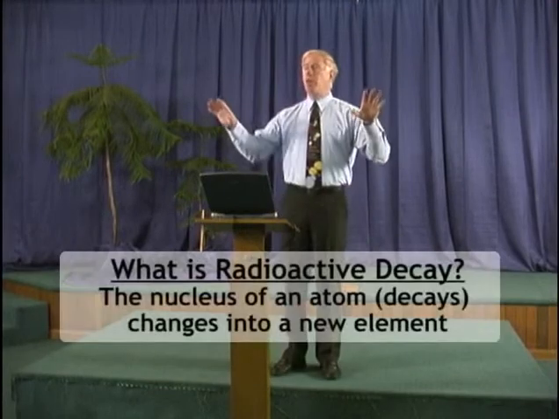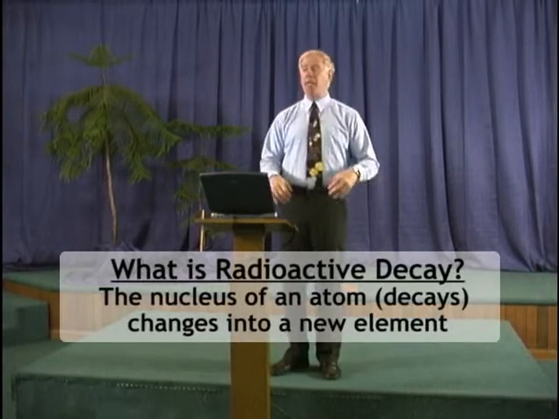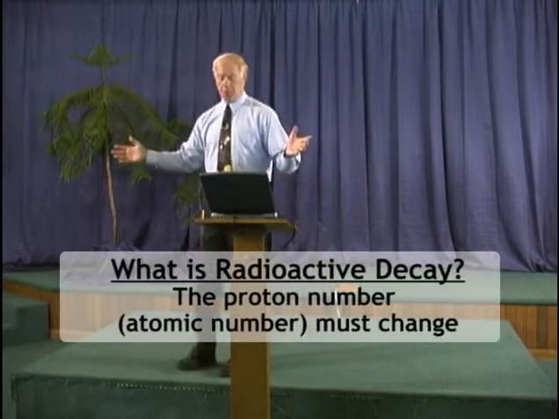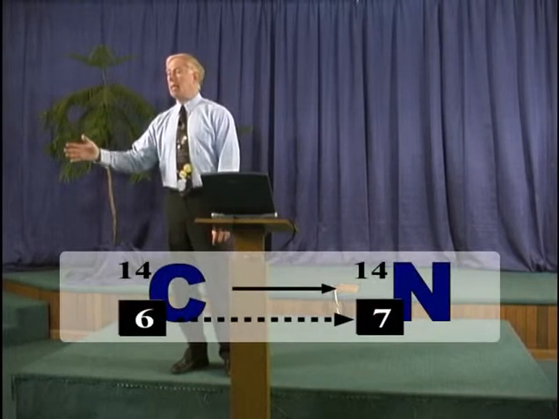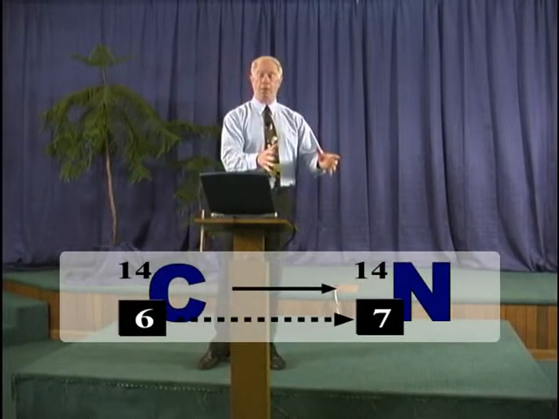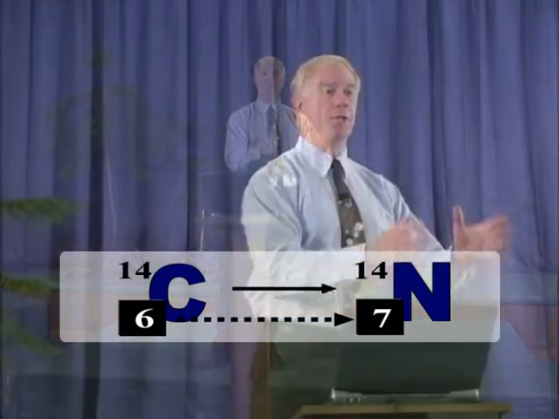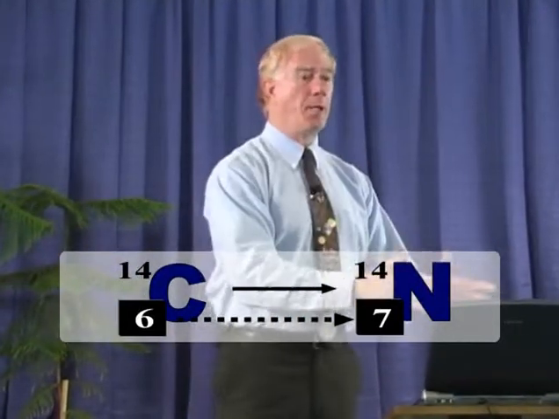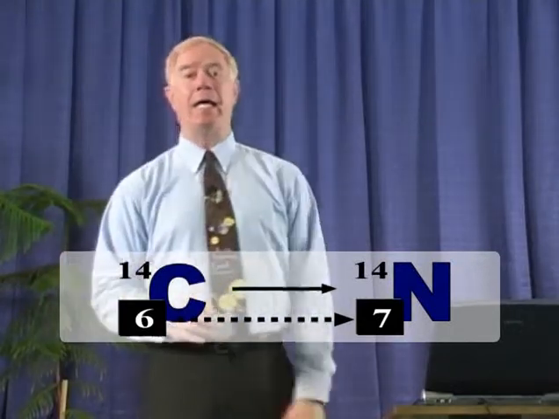So now, what do we mean by radioactive decay? That is when the nucleus of the atom decays or generally changes into a new element. In other words, the proton number has to change. For example, carbon-14 radioactive decays into nitrogen-14. Now what's happening there? We have carbon. All types of carbon have 6 protons. All types of nitrogen have 7 protons. So to change from carbon into nitrogen, we have to add a proton in there. So that's what we mean by radioactive decay.